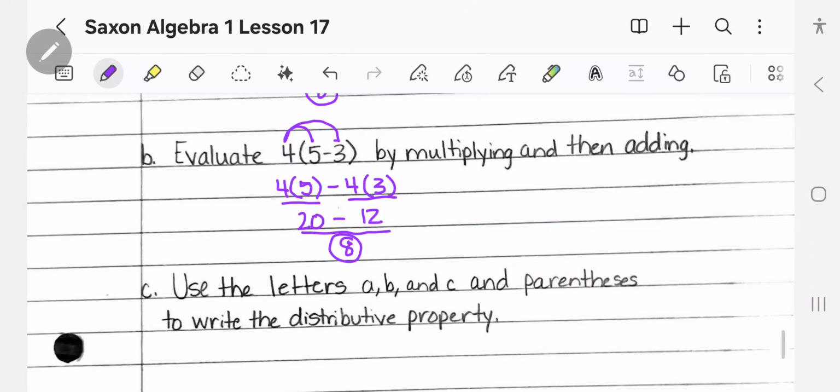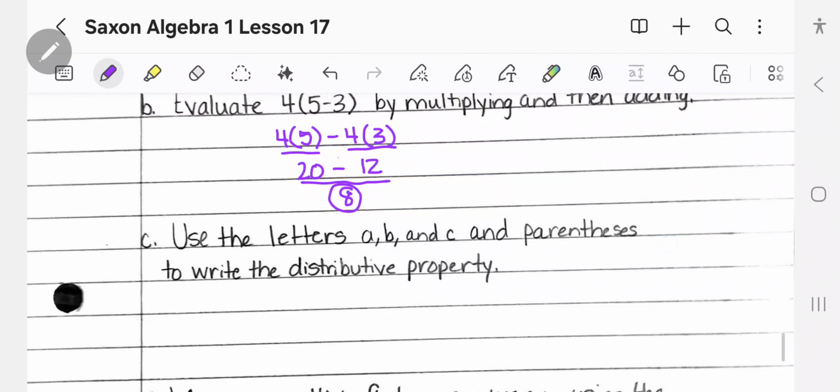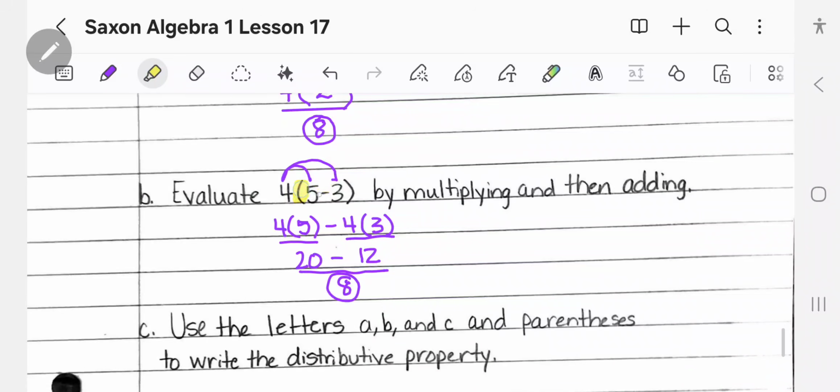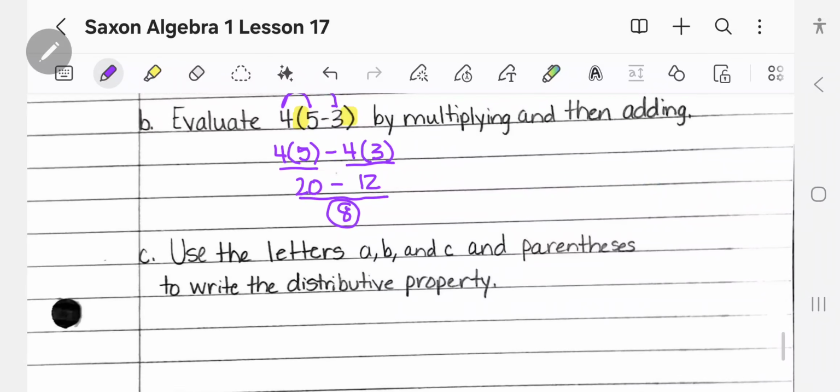Use the letters A, B, and C and parentheses to write the distributive property. Well, usually when you do the distributive property, you've got some sort of set of parentheses, right? So let's start with that. We could at least get this part. And then we know we're always going to have something on the outside that's being multiplied. So how about we'll put A there. And then we're going to have something on the inside that's going to be added together. So let's do B plus C. Now the C could be a negative number, which would make that a subtraction, and that's okay. So we have A times the quantity B plus C.